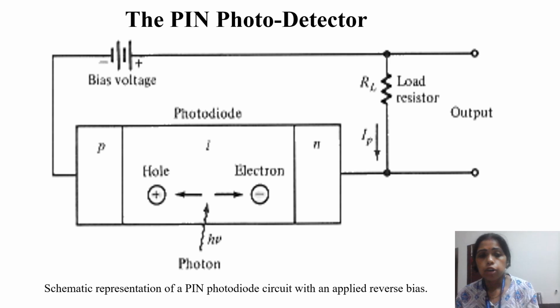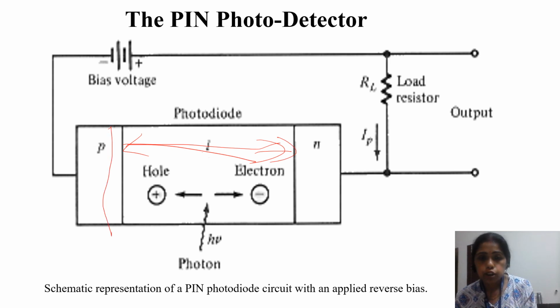In this diagram, you can see the structure. Due to the intrinsic layer, the depletion region will also be wider. You can see the highly doped region has a narrow depletion region, and here there will be a wider depletion region. So you can consider that the entire intrinsic region is converted into the depletion region. That means the electric field is present in a wider region as compared to the PN junction diode. You can connect the load resistance and the bias voltage for getting the current.